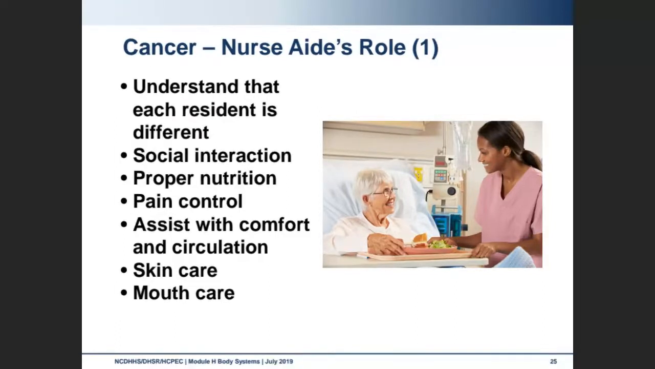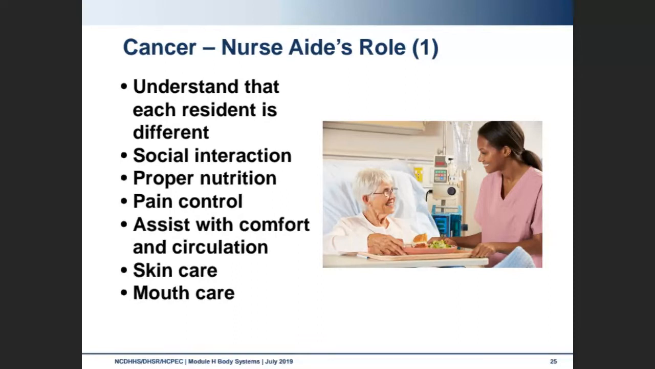When it comes to pain, we want to watch for signs and report that to the nurse right away and provide comfort measures that we can do, such as repositioning, distraction, pillows, etc. Assist with comfort and circulation. We can use different positioning devices, assistive and adaptive devices that we've talked about, helping these patients to reposition every 2 hours, especially if they're weak and immobile.